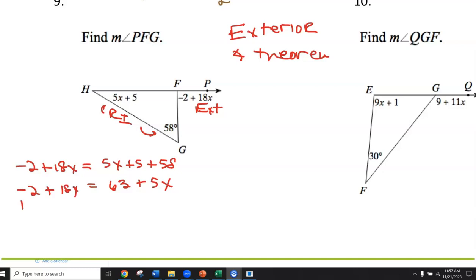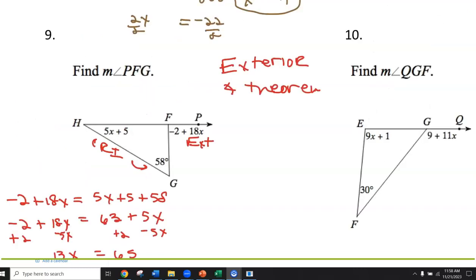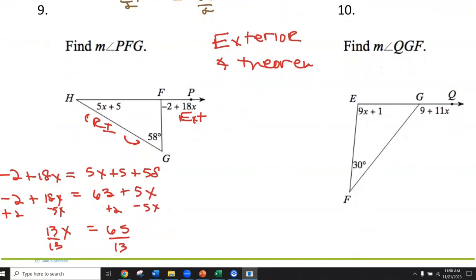It looks like I should add 2. That gives me 65. Subtract 5x, subtract 5x. That, not 15x, 5x. Let me write that better. That is 13x equals 65. Divide by 13, divide by 13. And I believe x is going to equal 5. Okay, but they're asking me not to find x, but to find angle PFG. This is the exterior angle.